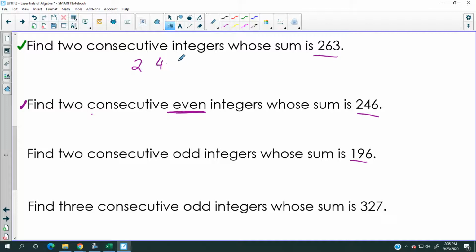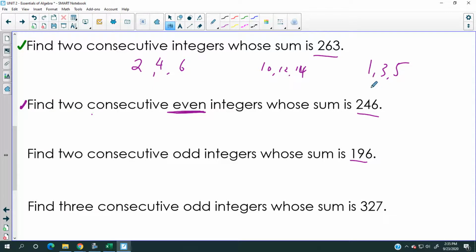2, 4, 6, those are consecutive even integers. 10, 12, 14, those are consecutive even integers, right? And then let's talk consecutive odd integers. What are consecutive odd integers? 1, 3, 5, right? So I'm skipping 1, in other words. So when you used to have a textbook, your teacher would say, do page 126, odd, right? So you do all the odd numbers. And then they say, do 127, even, right? 2, 4, 6, and so on and so forth.